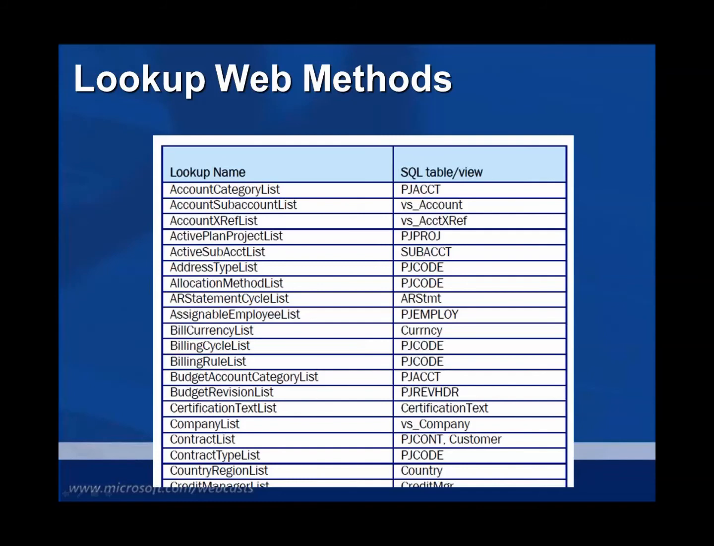So here's an example of some lookup web methods that are available by default. This is just a short list. Account category list is the top one. It goes against the PJ account table. And there's just a handful, and if you need access to these, there's a web services.pdf that lists out all the lookup names and all the tables or views or stored procedures that they go against inside of that PDF.